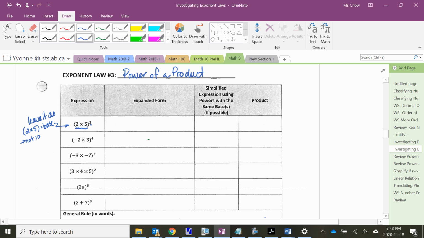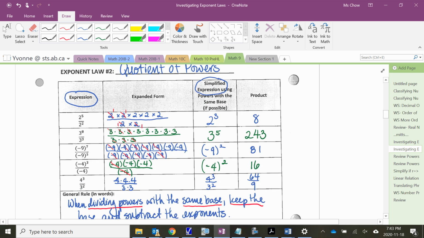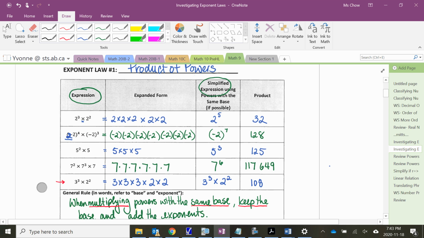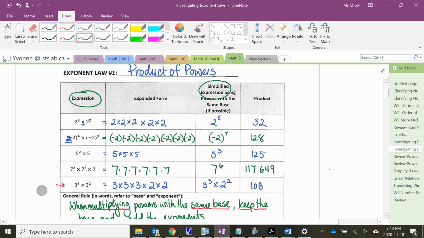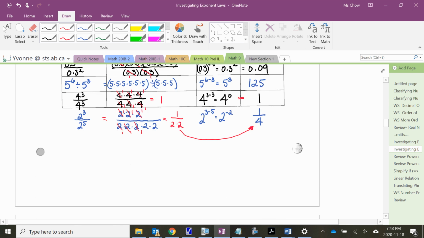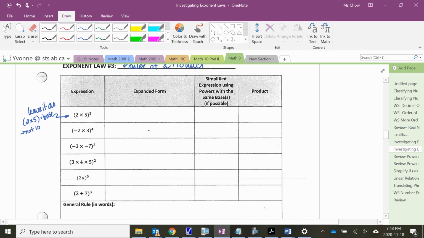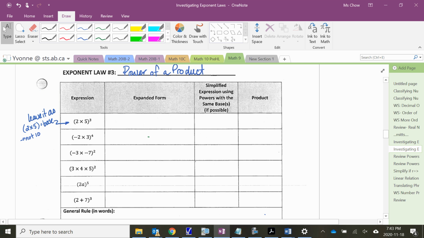So it's very important that when you expand that, please leave the base as 2 times 5 and do not use 10, because we want to see what the pattern is that occurs with that. So that is power of a product versus our first one here, which was product of powers. Product meaning that I'm multiplying 2 powers together, or more than 2 is possible as well. So product of powers, I'm multiplying powers, versus power of a product, meaning that I have an exponent on a base that is the product.